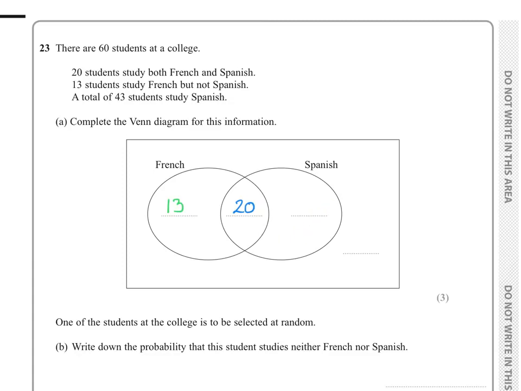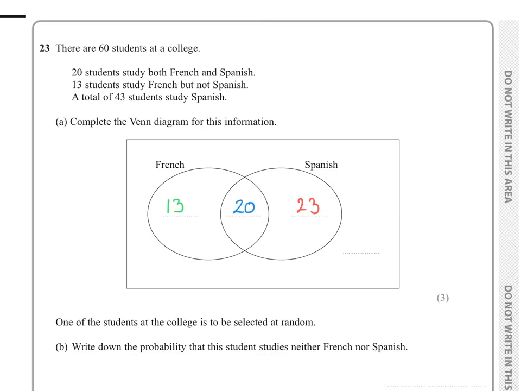A total of 43 students study Spanish. Well, we know definitely that we've got 20 here already studying Spanish, although they study French. That's not important right now. It says 43 students study Spanish, so we've got 20 of them, so that's going to leave us with 23. So now we've got to look at this situation.